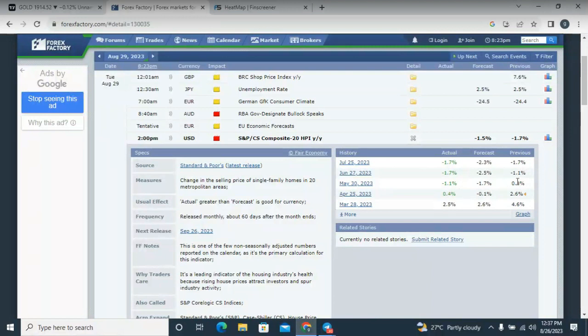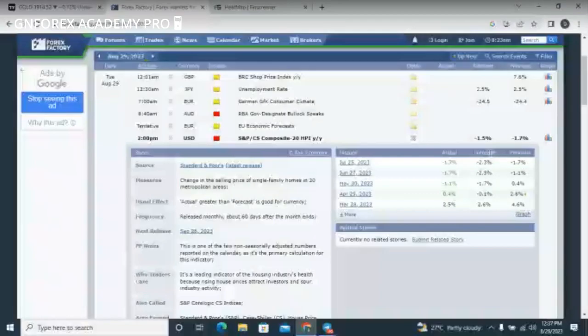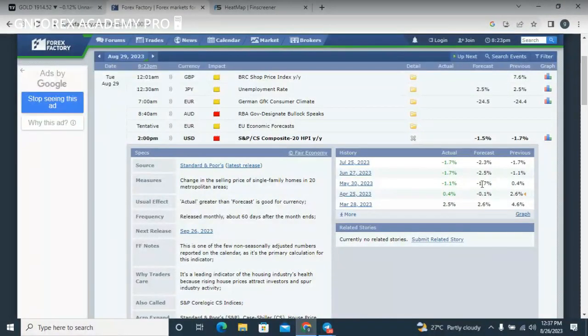Then the month of May comes, after April. The previous, April, was 0.4%. The forecast said it will go up to 1.7%. Then the actual did go up, but it was 1.1%. It did not reach that 1.7. Remember, these are just forecasts.